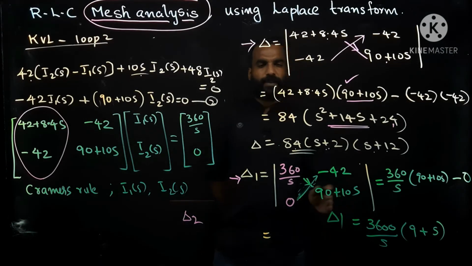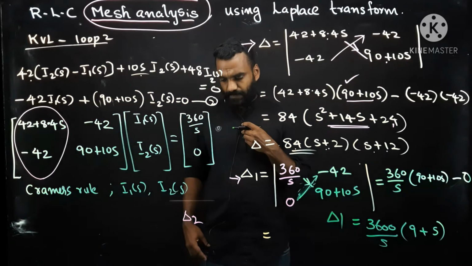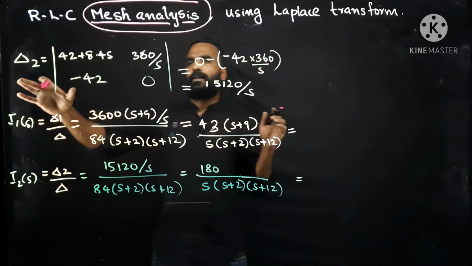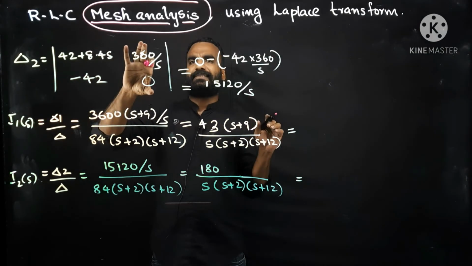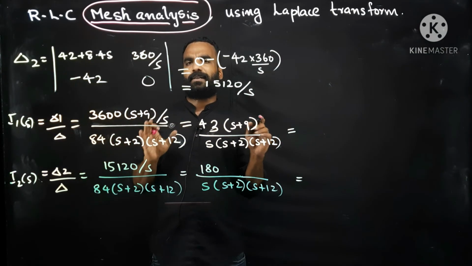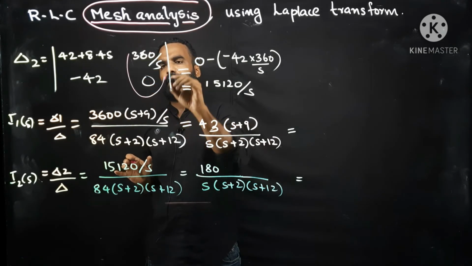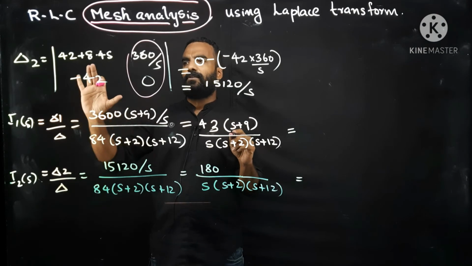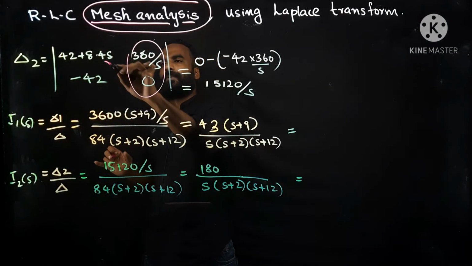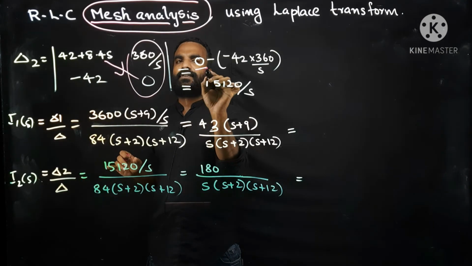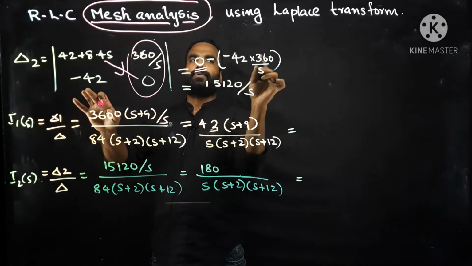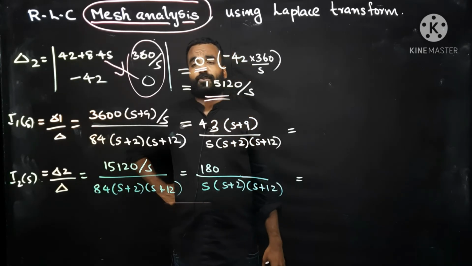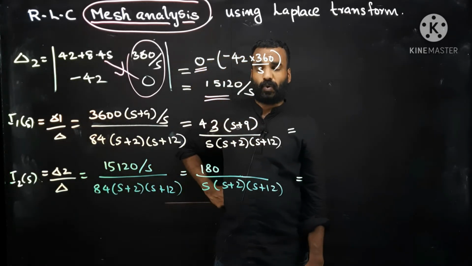Okay, now we can calculate delta 2. Now I am writing delta 2. For delta 2, we have to replace the second column of the base matrix with the right side matrix 360 by s and 0. Remaining portions of the base matrix are the same. So this is delta 2. So cross multiply for finding the determinant. First term will be 0. Second term will be minus 42 into 360 by s. That will give you 15120 by s. That is the value of delta 2.